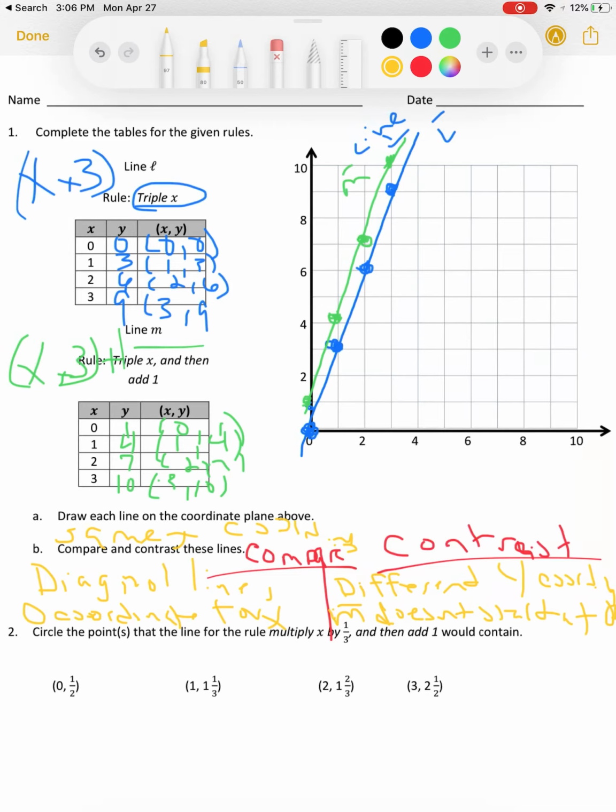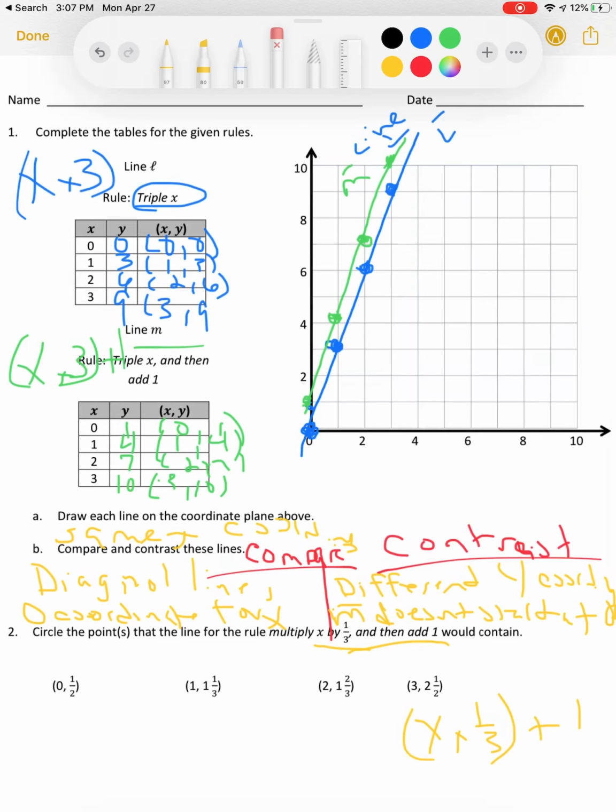It says circle the point that the line for the rule multiply x by 1/3 and then add 1 would contain. Let me write the rule because that helps. Okay, so we're multiplying x by 1/3 and then we add 1. Sometimes you all will see it like this: 1/3 x plus 1. I want to show you a different way just in case you saw that. It means the same thing. Okay, let's get started.